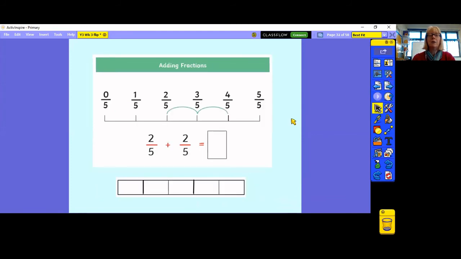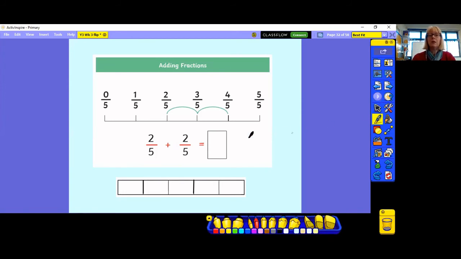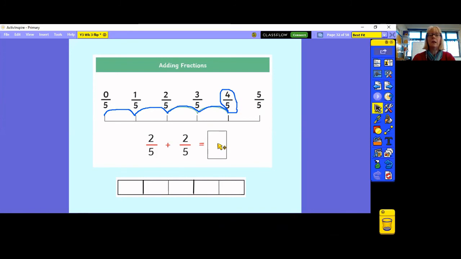Here's another one. This one, we're looking at fifths again. So what fractions are our answers going to be in? That's right, our answer is going to be in fifths as well. So we've got 2/5 to start off with. Then we're adding 2 more 5ths to that. And you can see on our number line, we've now reached 4/5. So 4/5 is our answer.